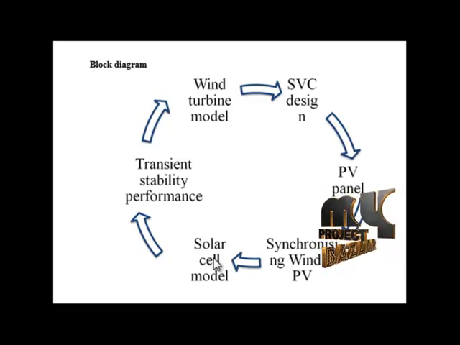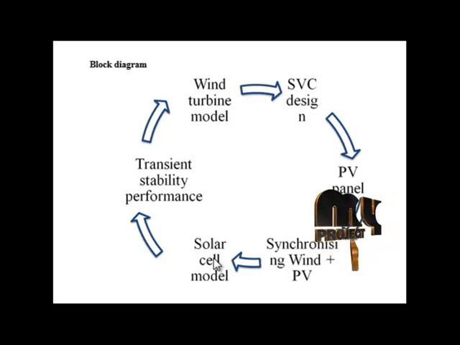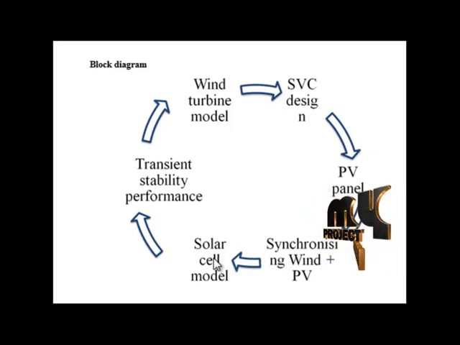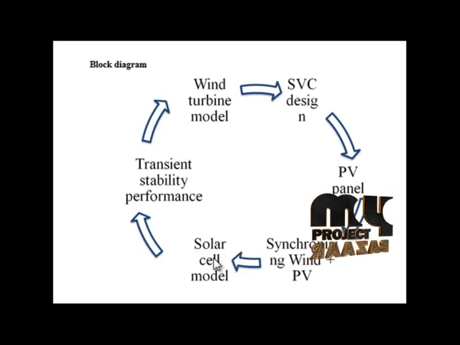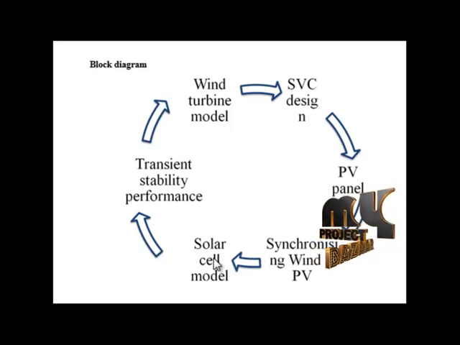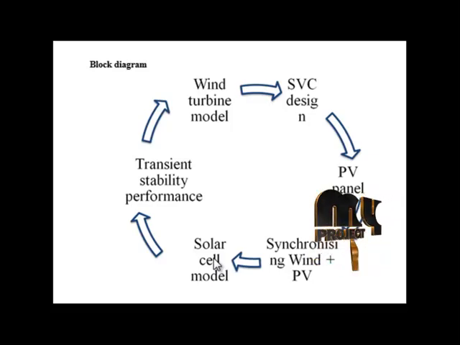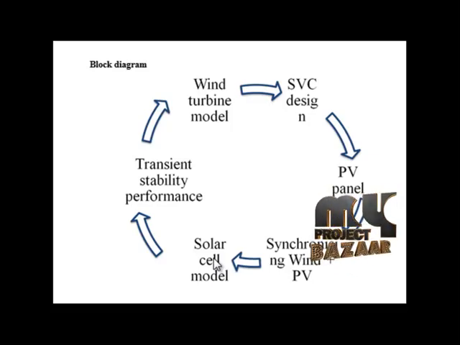A solar cell, also called a PV cell, that is photovoltaic cell, is an electrical device that converts the energy of light directly into electricity by the photovoltaic effect. It's a form of photoelectric cell which, when exposed to light, can generate and support an electric current without being attached to any external voltage source, but does require an external load for power consumption. Then next we go for the transient stability performance.